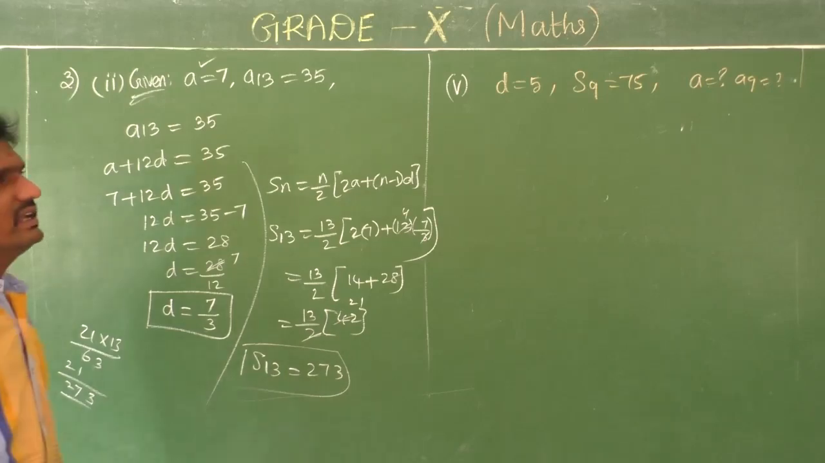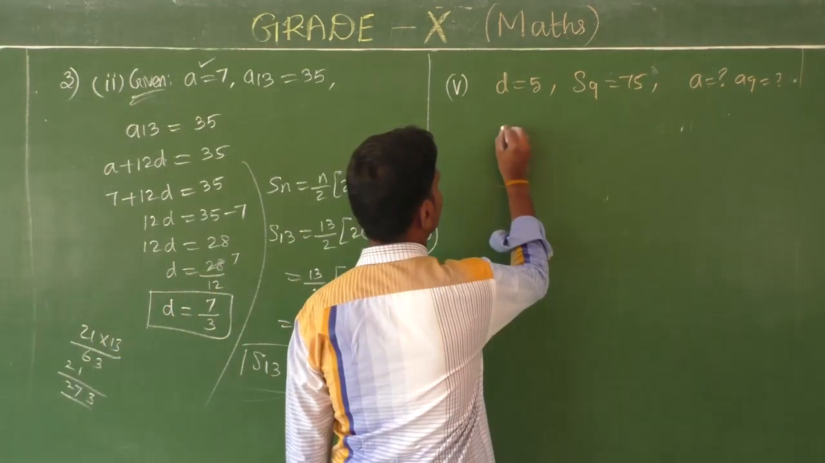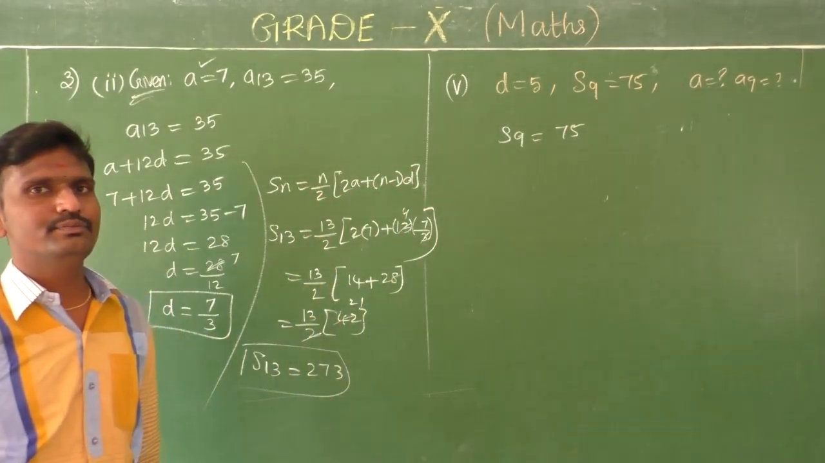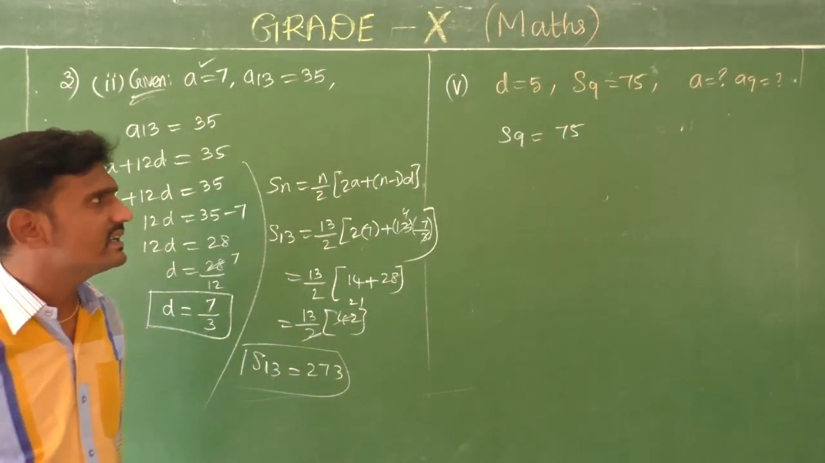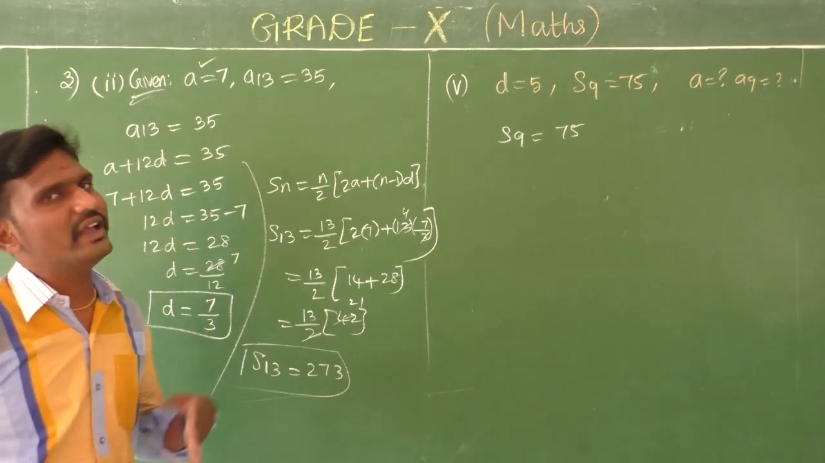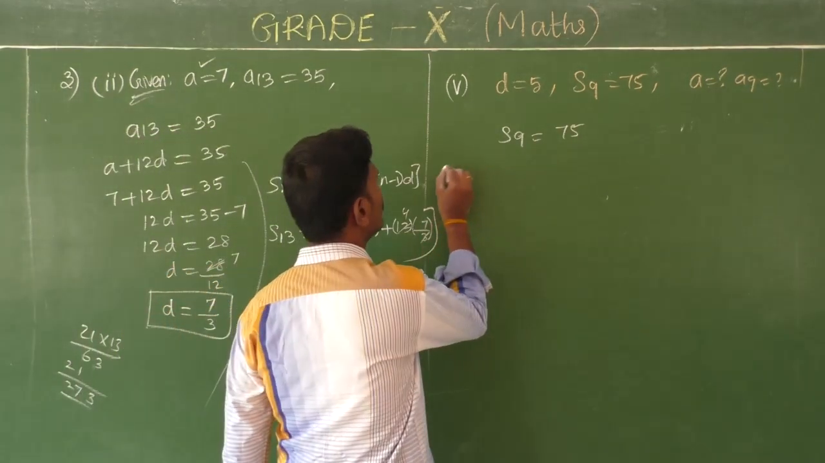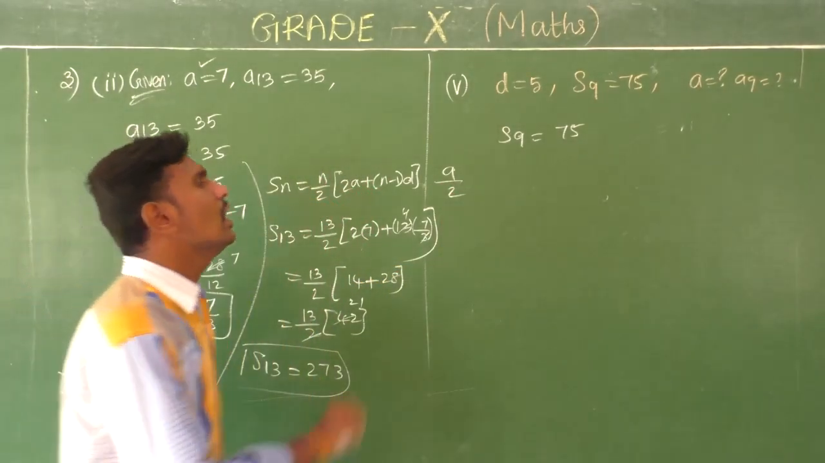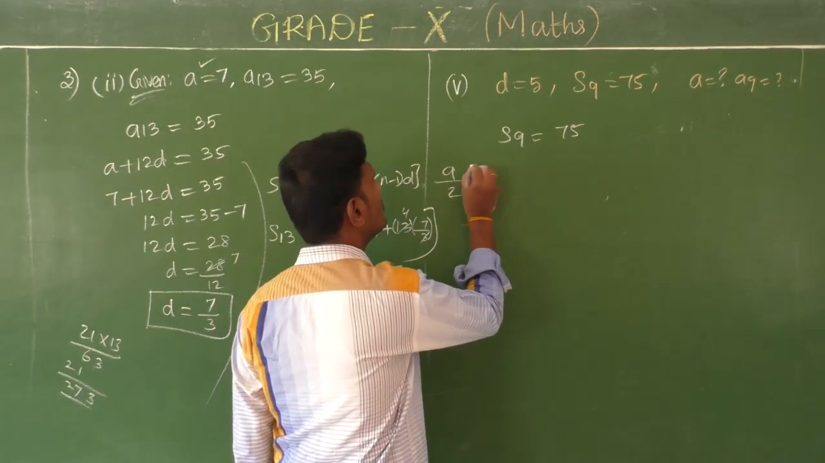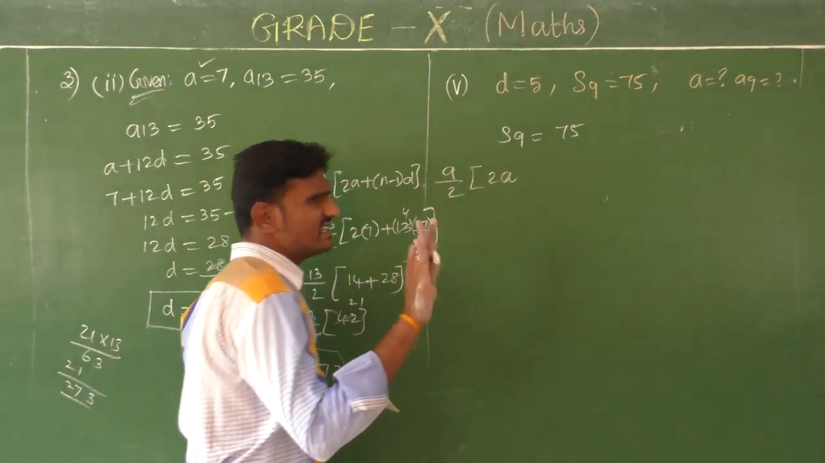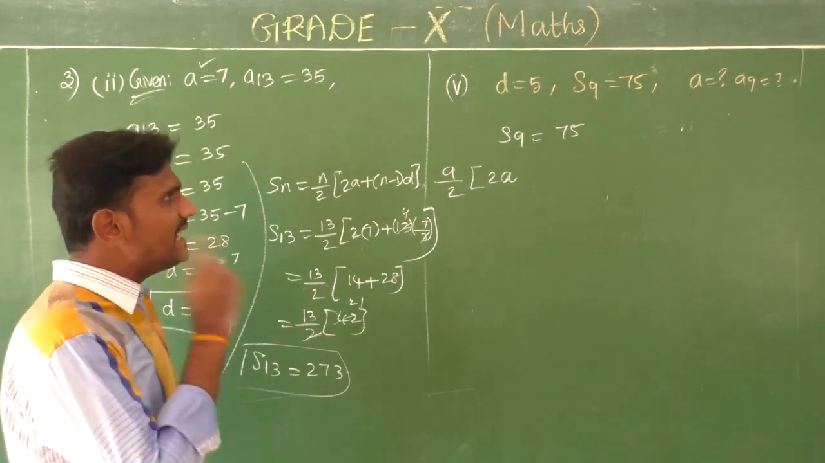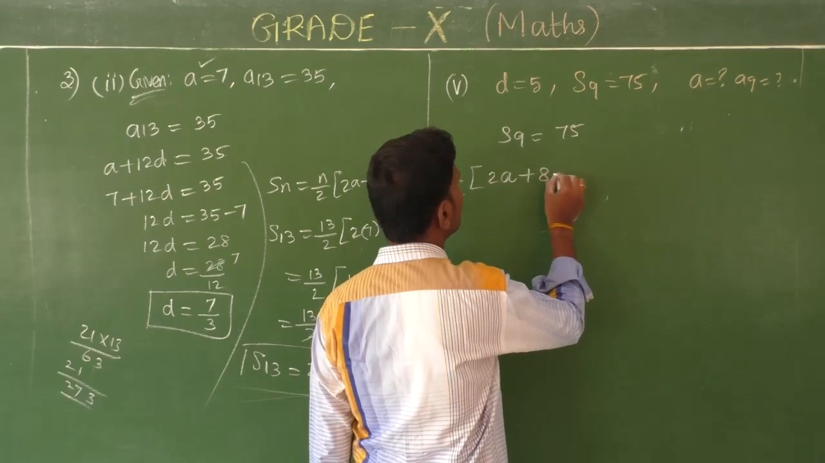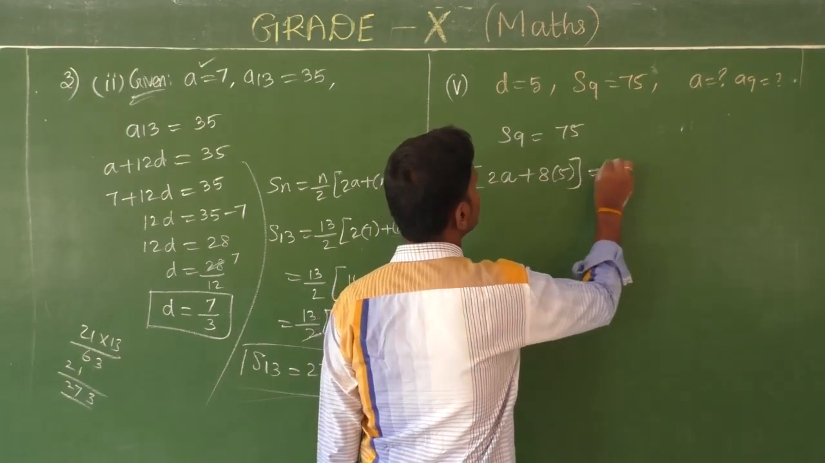Now take S9 first. S9 equal to 75. So use S9 to find the first term. Only then should you go to the ninth term. Do you know the formula? Sn equal to n by 2 into 2a plus n minus 1 into d. So 9 by 2 into 2a, since you don't know a, just 2a. And n is 9, so 9 minus 1, 8 into d. So 8 into 5, which is equal to 75.